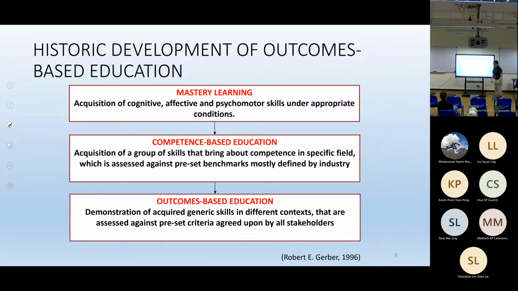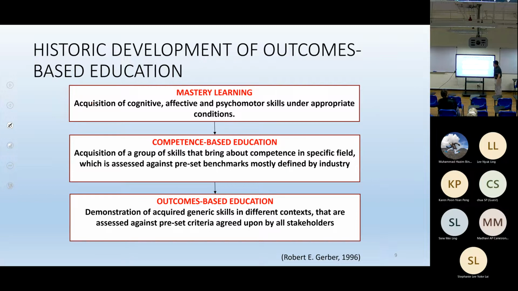Historical developments of outcomes-based education, sejarah sikit. Traditionally, if you're looking into pre-industrial revolution, it was very much mastery. You buat satu saja. If you are iron smith, you are an iron smith. You do one thing only. Alright, so that is called mastery.